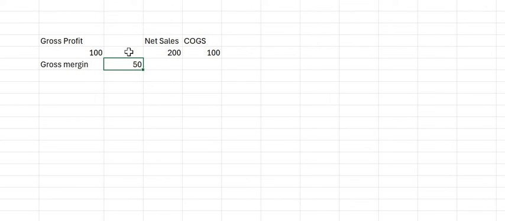So in this way you can always calculate the gross margin for the whole balance sheet of a company, or you can calculate it for an individual product of a company. So this is the logic, or this is the concept of how you can calculate the gross margin.